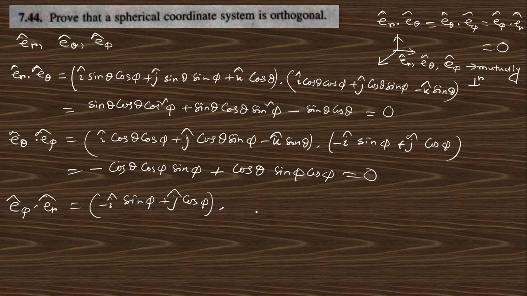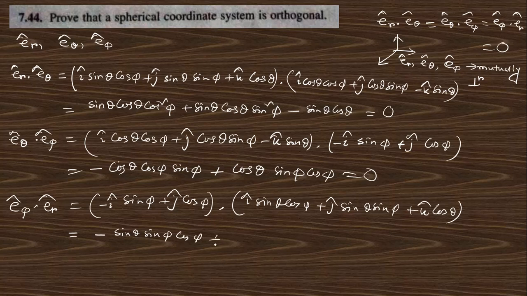And E phi dot E r. E phi is minus I cap sin phi plus j cap cos phi, dot E r, which is I cap sin theta cos phi plus j cap sin theta sin phi plus k cap cos theta. So I dot I is minus sin theta sin phi cos phi, j dot j is plus sin theta sin phi cos phi, and this becomes 0. I think it is clear. So since these three dot products are 0, you can say E r cap, E theta cap, E phi cap are mutually perpendicular.